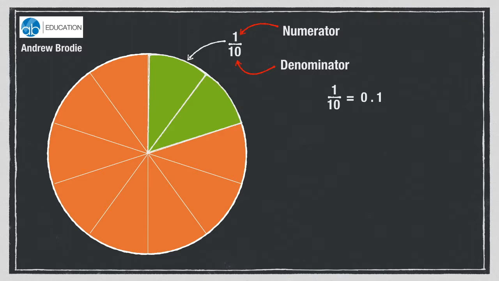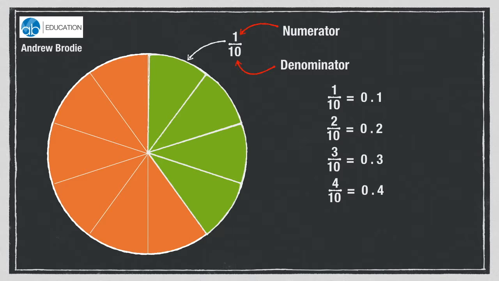Now we have 2 tenths, written as 2/10 or as 0.2. 3 tenths is the same as 0.3, 4 tenths is the same as 0.4, and 5 tenths is the same as 0.5, but we can also see that it's the same as a half.